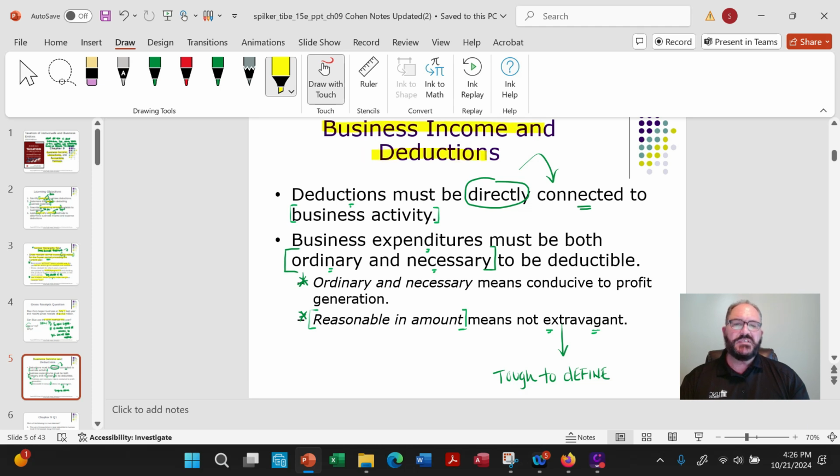Now, any kind of business income and deduction, we've heard about this before, must be directly connected to the business activity, and they're supposed to be ordinary and necessary. Now, this is not that easy to say. First of all, ordinary and necessary means conducive to profit generation, meaning to make money, and reasonable amount means not extravagant. That's kind of tough to define. And you don't have to worry about it because if in doubt, the IRS will define it for you. So again, it's tough, but it's open to interpretation is really what I'm trying to point out.